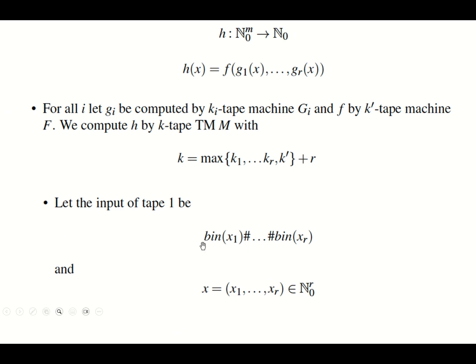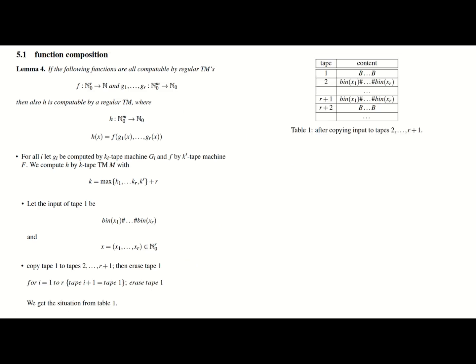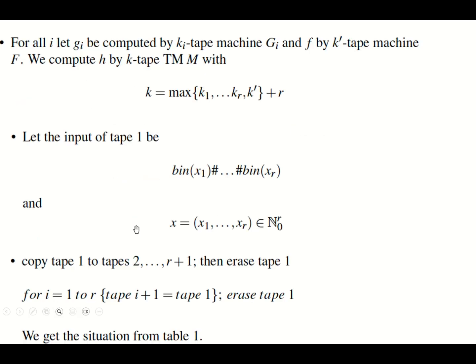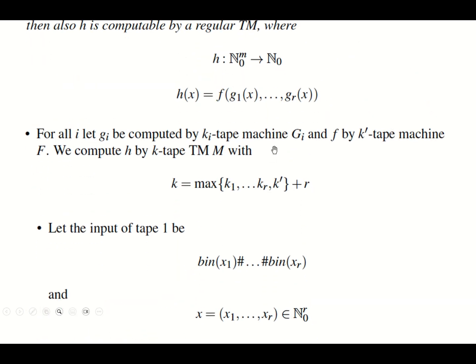So I have input on tape 1, this should go up to x1 to xm. And so what am I doing now? I have this, imagine these are my tapes. What I am doing first is, yeah, this should be m. This is a mistake, so this r should be m. So let's recall what I am doing here. In order to show that my Turing machine computes H, I have to start on an input and give an output of H. So the input for H is m many numbers.